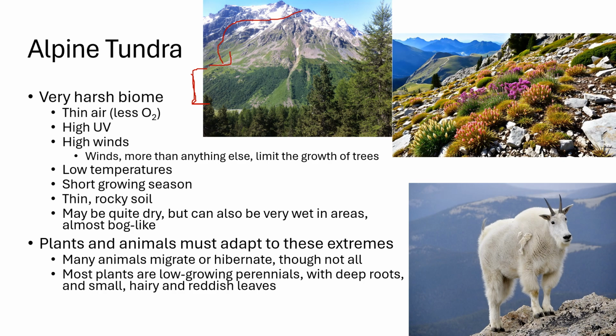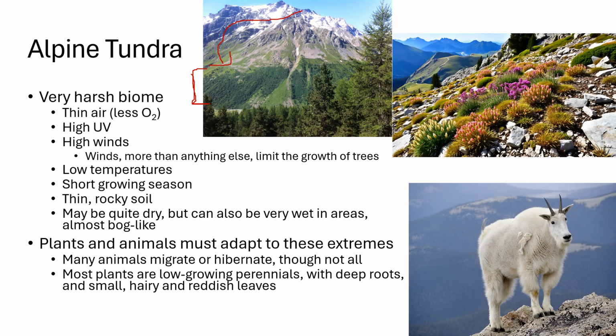Plants and animals have to be adapted to those extremes. Most of the animals are going to migrate. The plants are going to, or they're going to hibernate. Some of them overwinter in the alpine tundra, but very few, in terms of staying active during the winter. And those that do tend to be underneath the snow. But most of them are either going to migrate or hibernate.